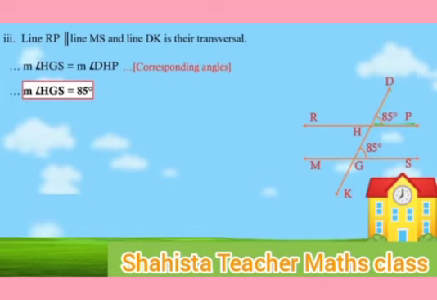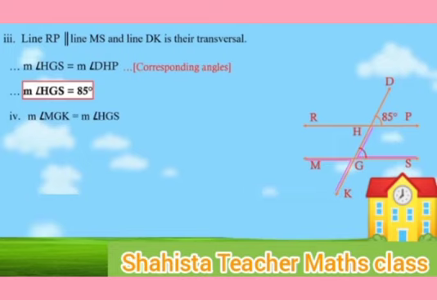Now let's solve sub question 4. Here sub question 4 says that measure of angle MGK. Now here you can see measure of angle MGK in this diagram, pink color. MGK is equal to HGS. So they both are vertically opposite angles.